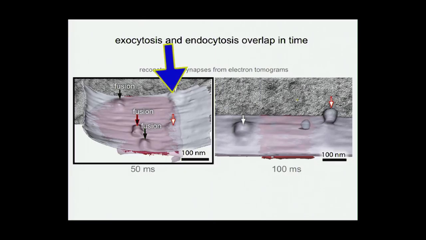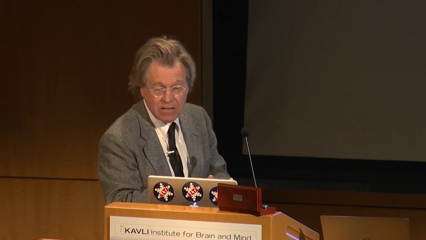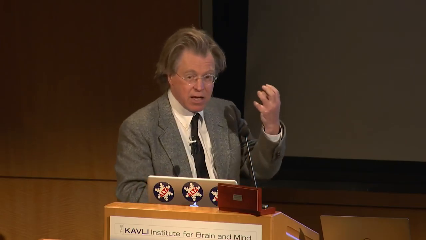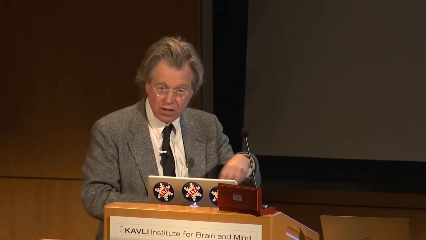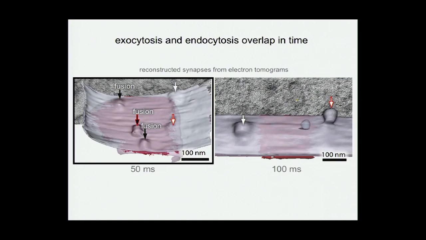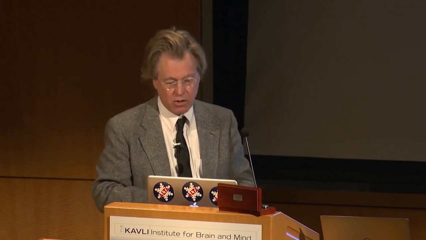Look here, already you can see these invaginations that are taking place at the lateral edge of the synapse. This means that the membrane in the synaptic vesicle that is fusing is not the same membrane that is being taken up by ultrafast endocytosis. Here at 100 milliseconds, the fusions have fully collapsed into the membrane. Here's one of those shallow invaginations, and here's one that's being cleaved from the surface, the act of endocytosis.